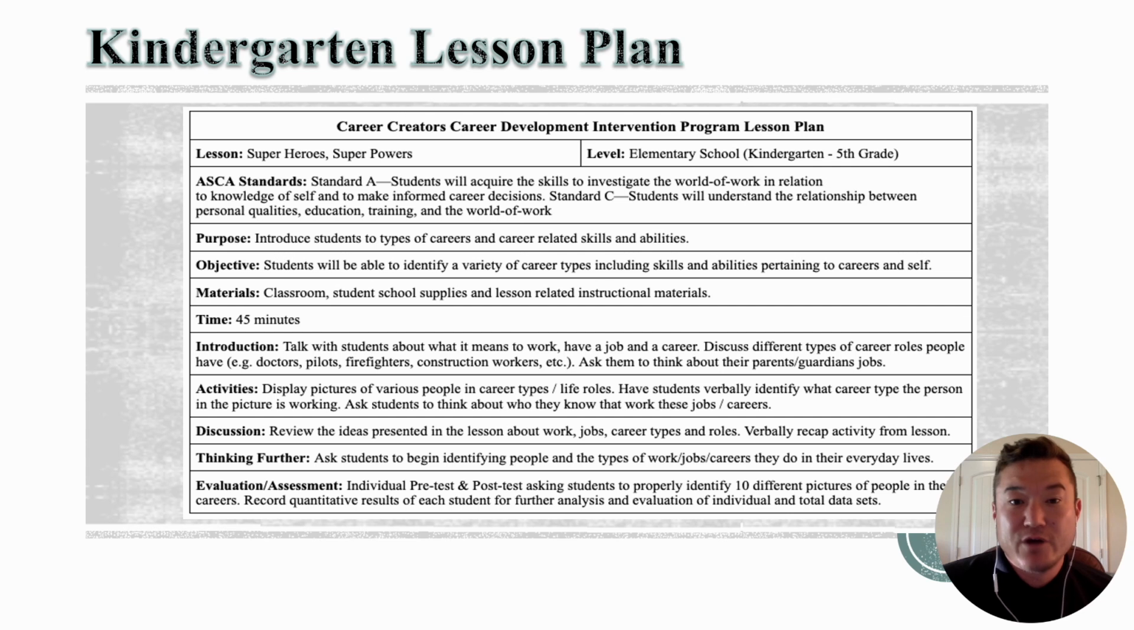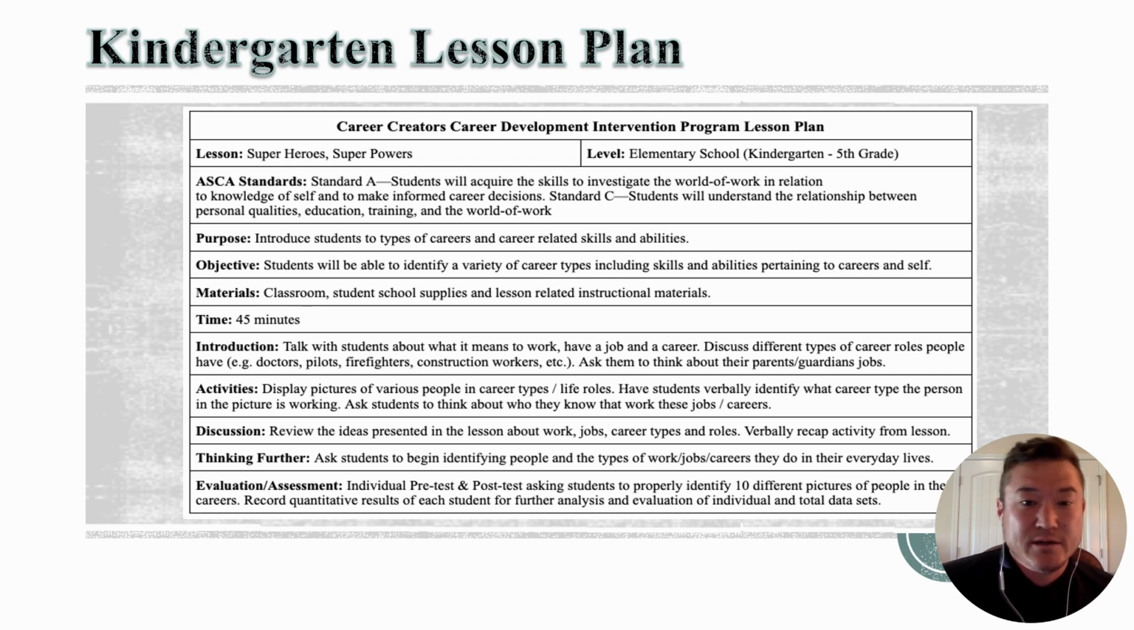Here, we have the Kindergarten Superheroes, Superpowers lesson plan for the classroom-delivered curriculum intervention component of our K through 12 career development program. This lesson encompasses standards from the ASCA National Model and aims at introducing students to the world of careers, which includes career roles, responsibilities, and related skills and abilities. This lesson would begin by the counselor discussing concepts like work, job, and careers with students. They would ask students to think about any careers they might already be aware of.